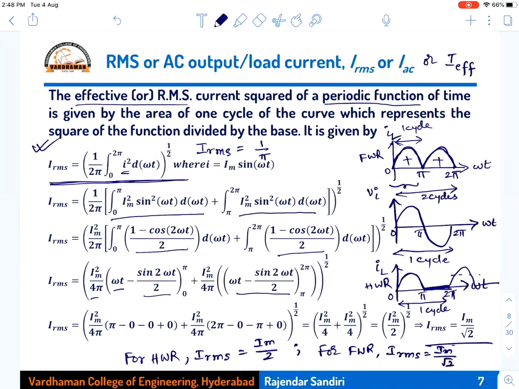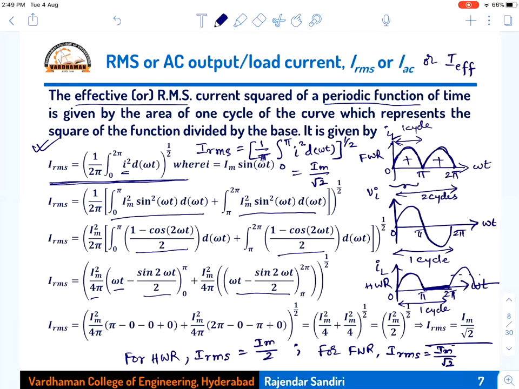So instead of taking from 0 to 2 pi, I can even take 1 by pi integral 0 to pi, I square d of omega t, whole power of 1 by 2. So if you do it from 0 to pi also, by taking the base as pi, this also will result in the answer as Im by root 2. If you can, try it and solve it. If you take IRMS is equal to 1 by pi integral 0 to pi I square d of omega t, then whole power 1 by 2, then also you will get the answer as Im by root 2.